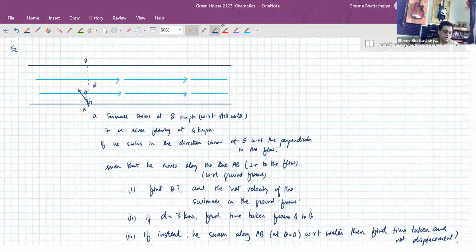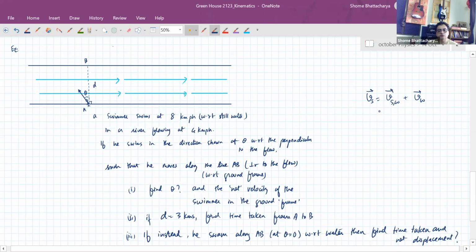So this third part is actually like the part we discussed in the last lecture, whereas the first and second parts are a modification, in that instead of swimming perpendicular to the flow, he's swimming in a diagonal direction, adjusting that angle theta in such a way that his net velocity should be along the line AB, which is perpendicular to the flow velocity of the water. So here we'll be using the concept that the velocity of the swimmer in the ground frame is equal to the relative velocity of the swimmer with respect to the water plus the velocity of the water. So this is like the net velocity with respect to ground frame.